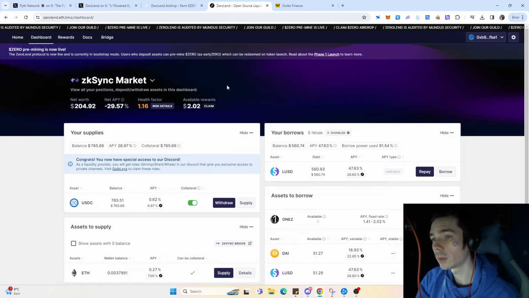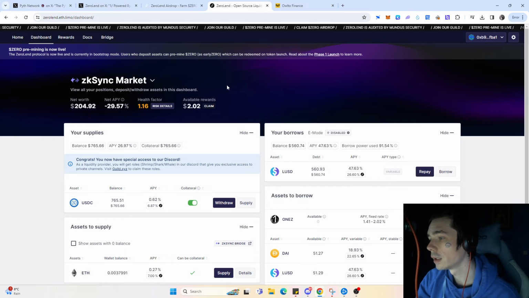And yeah, already some good news for the people that did farm on ZeroLend, and hopefully more airdrops to come in the future.